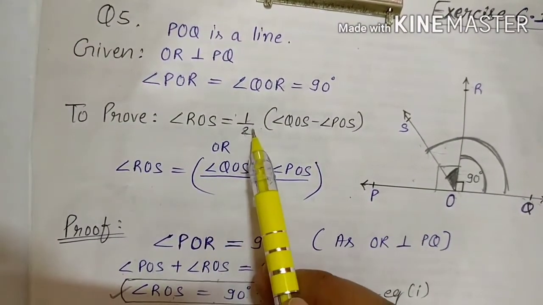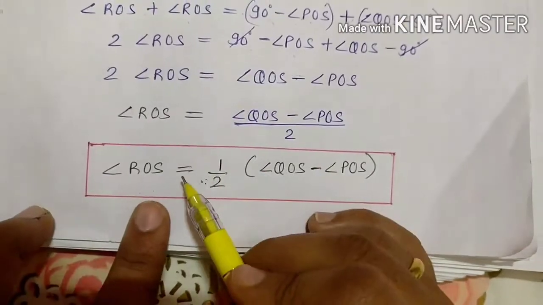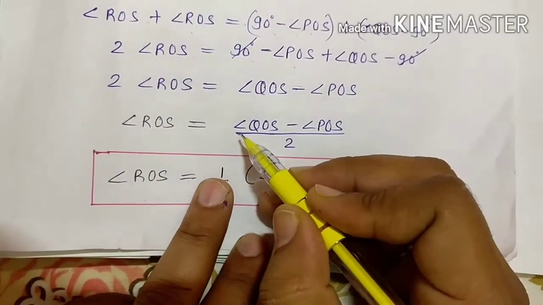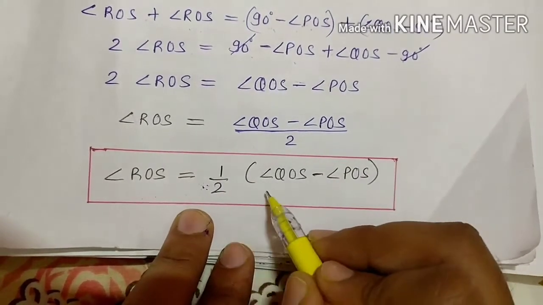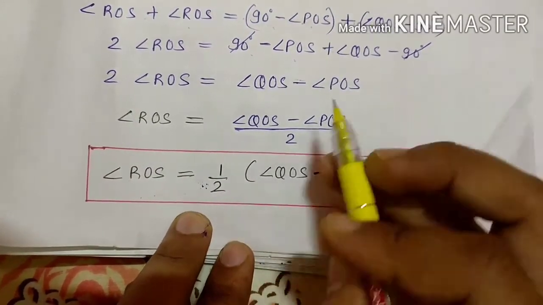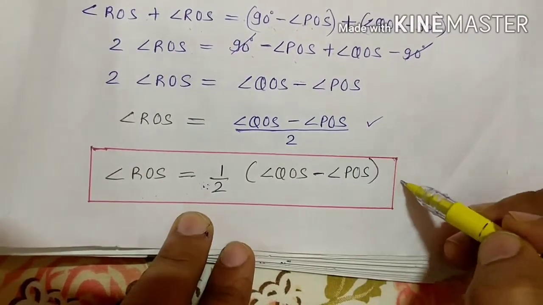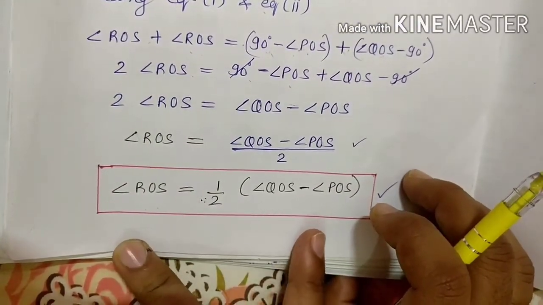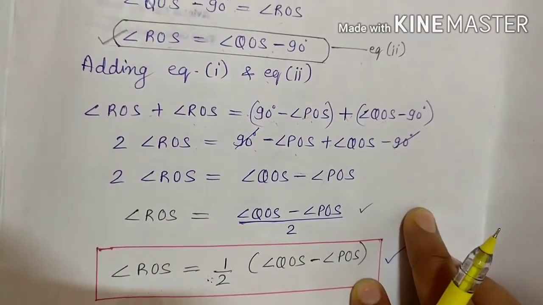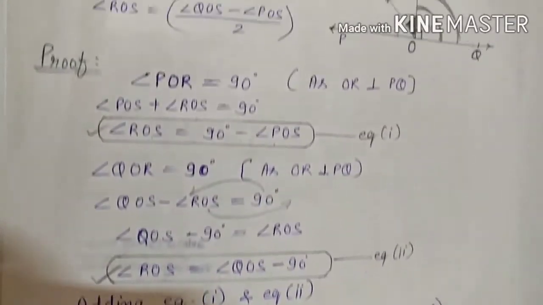So we can convert in this form only. So angle ROS, we can take 1 as common, and we can bring this 2 downside. So 1 upon 2 angle QOS minus angle POS only. Either you can write this one also, this is also correct. So we have proved that angle ROS is half of angle QOS minus angle POS. So I hope it is clear to you.